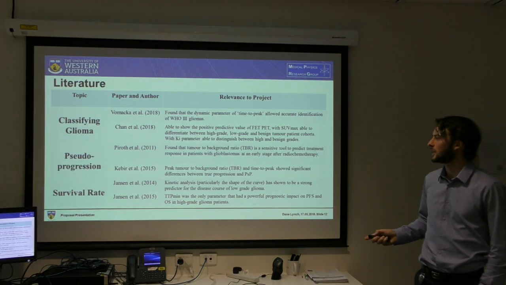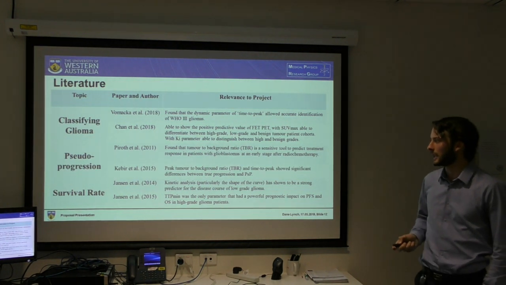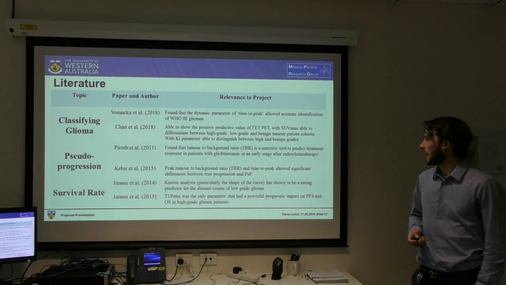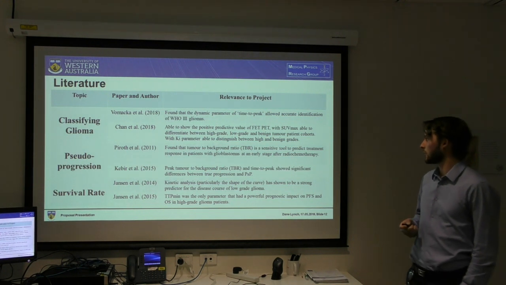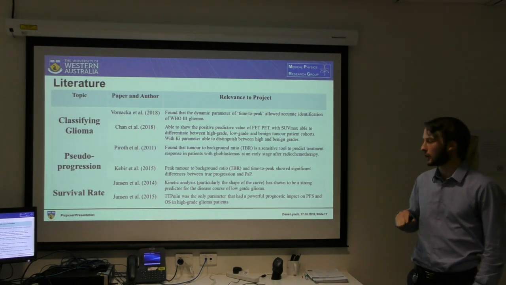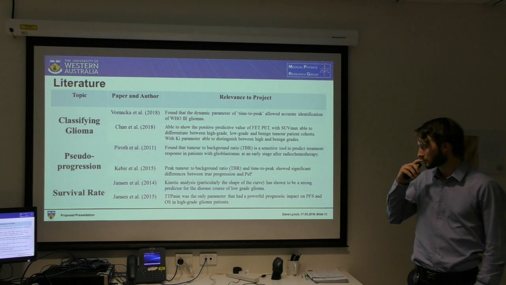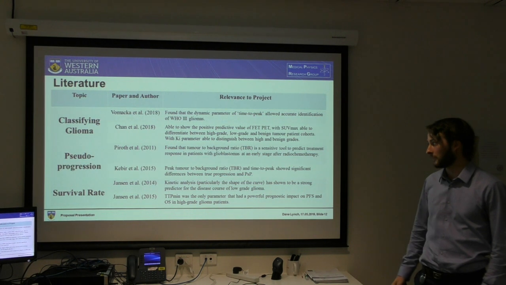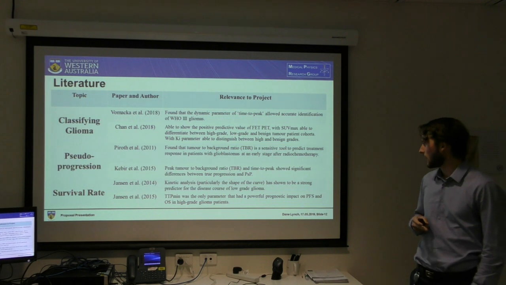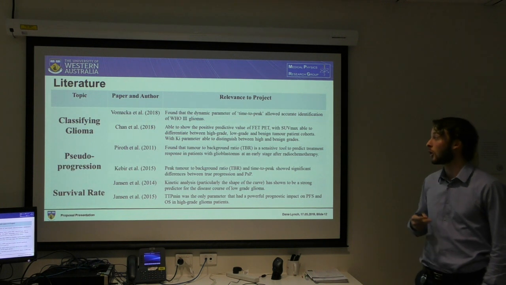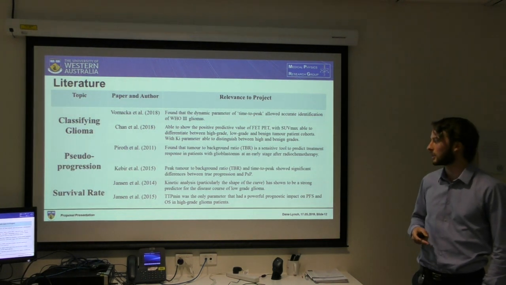The final category I looked at was whether these parameters are predictive of patient survival. So Janssen had 2 studies. The first study looked at the shape of these curves, and it was shown to be a strong predictor for the disease course of particularly low-grade glioma. Janssen in 2015 looked at the minimum time to peak value and found that it was the only parameter that had a powerful prognostic impact on progression-free survival and overall survival in high-grade glioma patients.